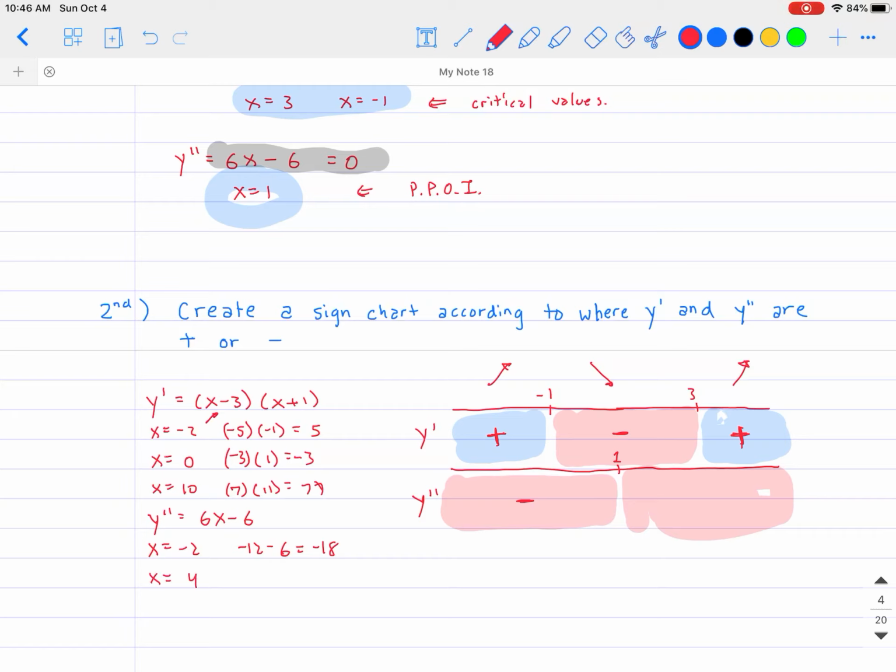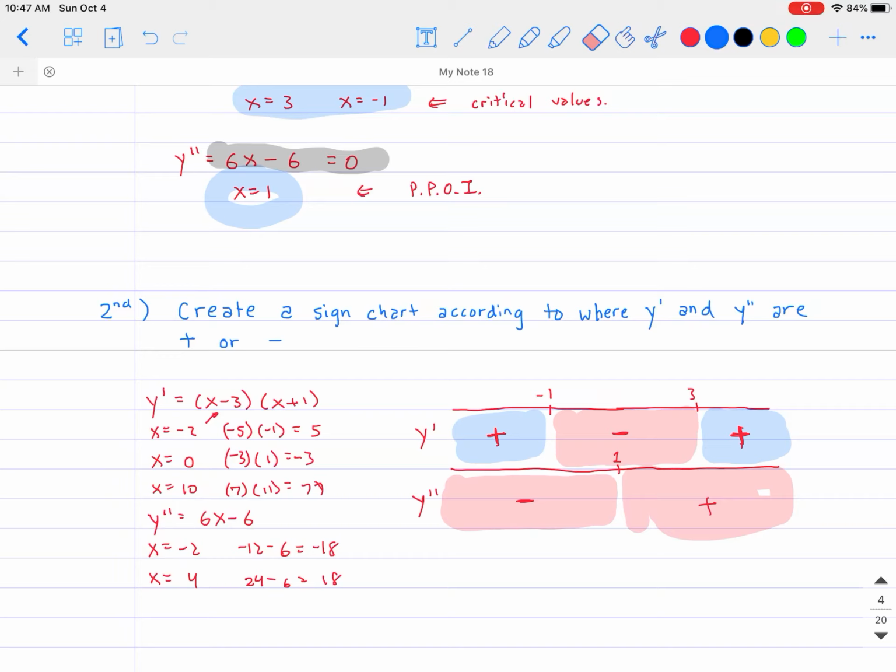And then afterwards, if I plug in, say, x is equal to 4, then we're going to get 24 minus 6, which is equal to 18. So that means everything is going to be positive right there. So now we can actually take all of this to figure out what the curve actually looks like, okay? Because let's go ahead and now isolate everything to see how that works out. So before, remember, we could only tell that it's increasing and decreasing and so forth, but now we can tell the concavity according to the sign that we have in this chart.